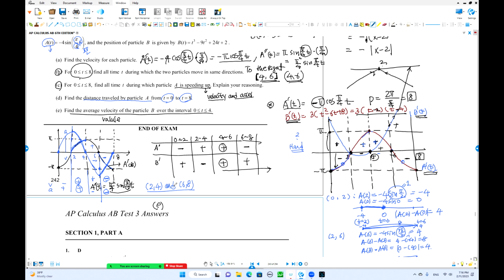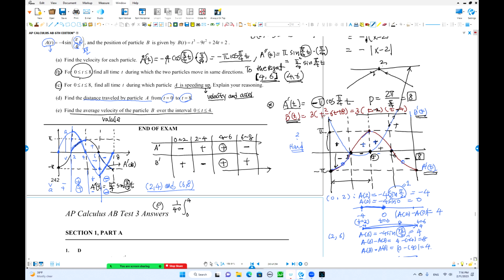Velocity from 0 to 4 only, right? From here to here, 4 only. Okay? Particle B. From 0 to 4 is 4 minus 0, right? You divide by 4 minus 0. But the travel distance was from 0 to 8, okay? Now it's 0 to 4 only.